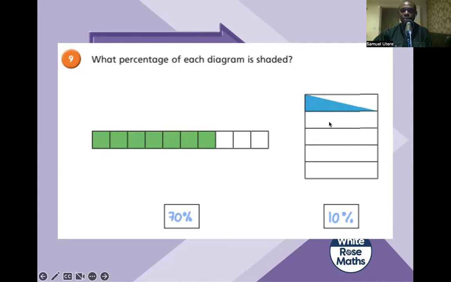Here we have 1, 2, 3, 4, 5. If we split each of these so that it's half, so we'll have 2, 4, 6, 8, 10. And we only have one part shaded. So that's 1/10. Remember, 1/10 is the same thing as 10 hundredths. 10 hundredths is 10 out of 100, which is 10%.